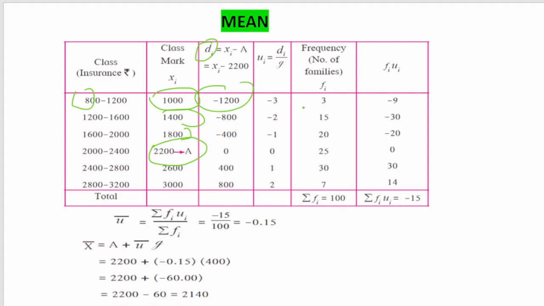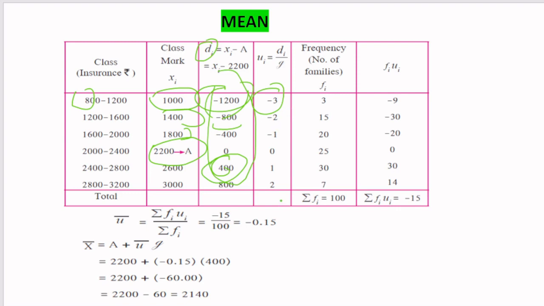So we got di. In di, we need to find the greatest common divisor. It will be very easy because of how the numbers look here. You can see 400 is the greatest common divisor. So using 400, you can divide all the numbers. Your g will be 400 in this case. Now divide all the di values by g, so you get ui as minus 3. So minus 1200 divided by 400, 800 divided by 400, like that you will get ui.